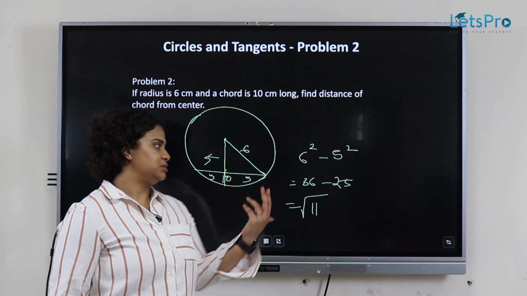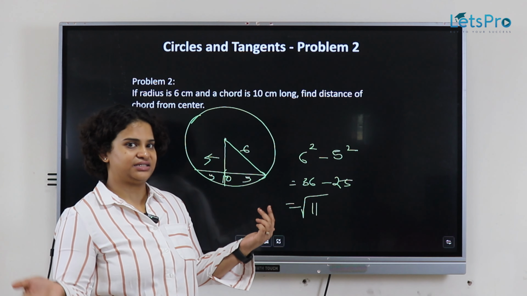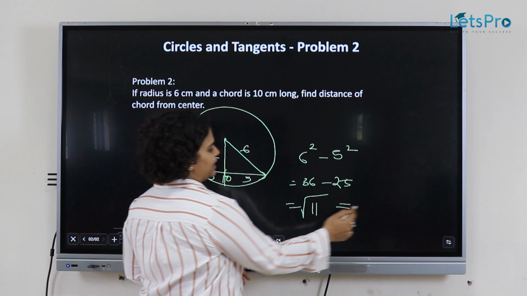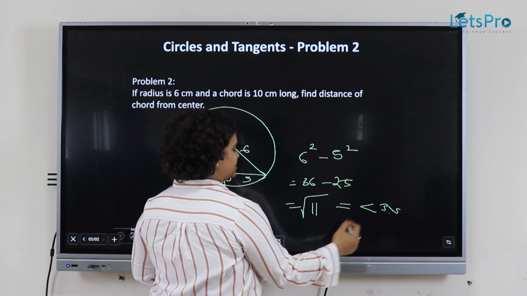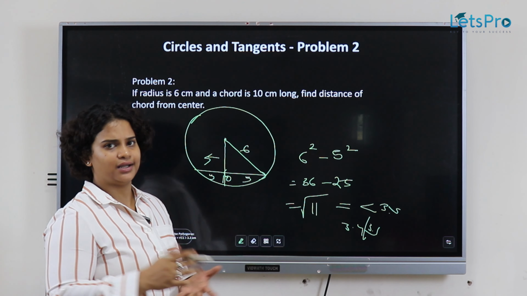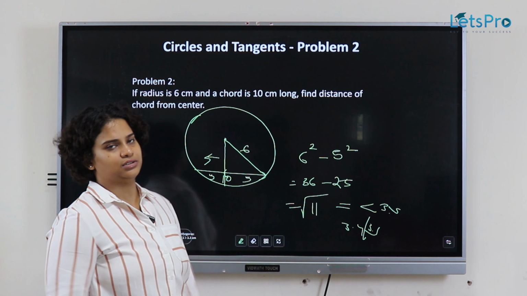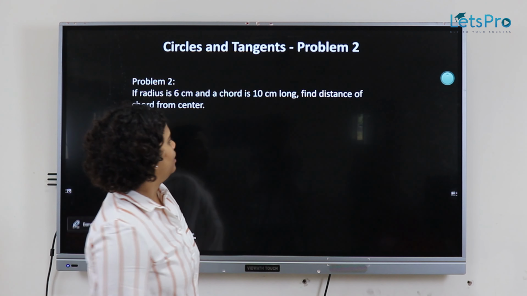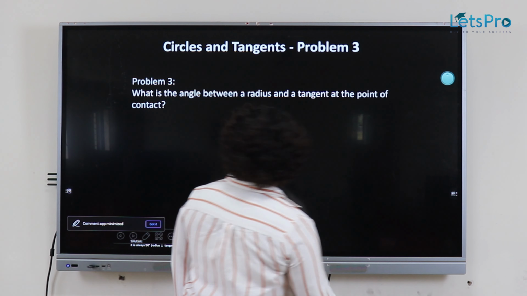Now 9 is the nearest square, 16 is the next nearest square, right? So the nearest is 3. So this will be less than 3.5. You can say 3.4 or 3.3, whichever is given to you there. You will answer based on that particular answer, you will tick your answer. Okay, let's go to the third problem.